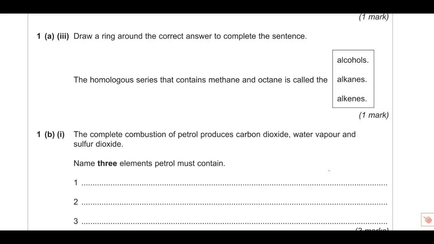The paper's geared so that the start is the easiest part, and it gets progressively harder, but within each question, the start of the question is the easiest part, and then it gets harder again. So we're always looking for it to get more difficult, basically.